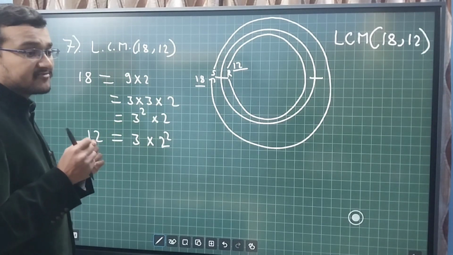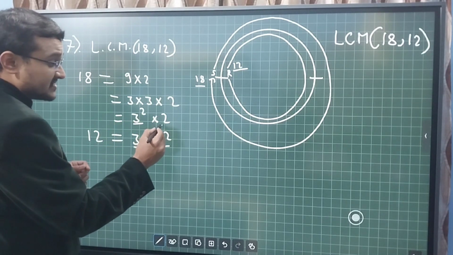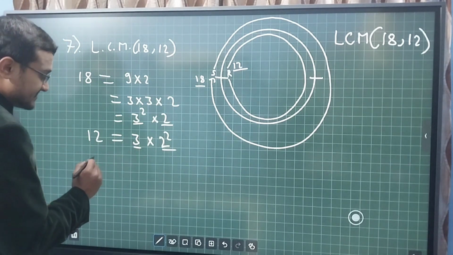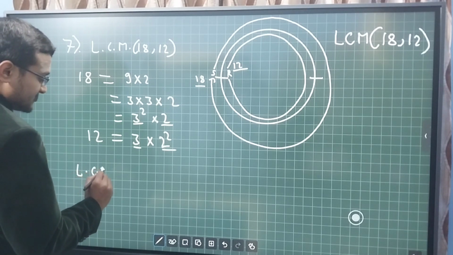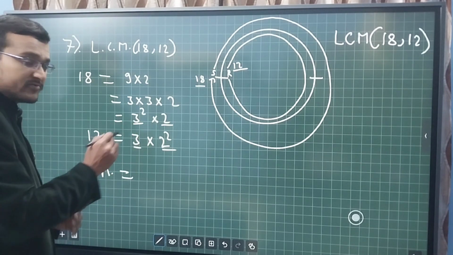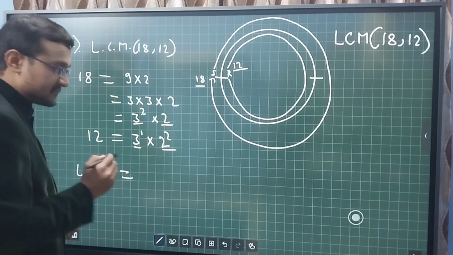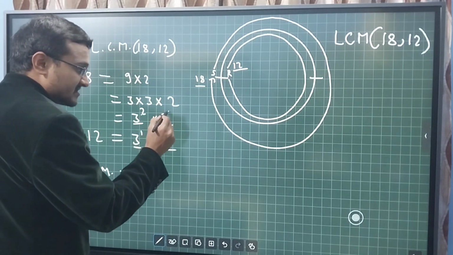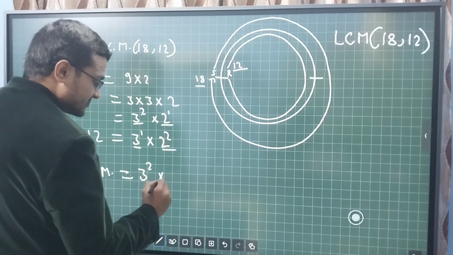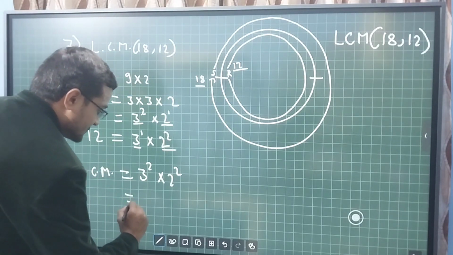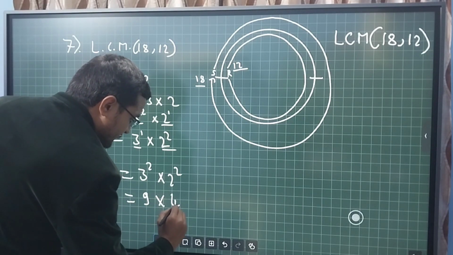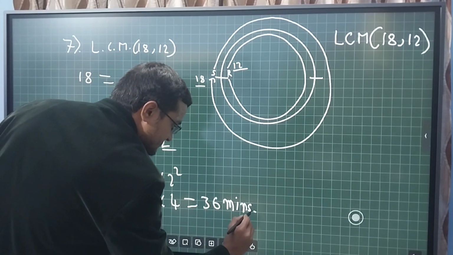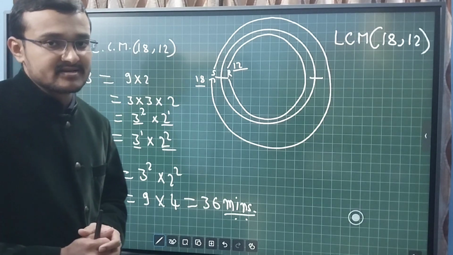Here you can see 3 is there in both, and 2 is also there in both. While taking LCM, you have to consider the highest power of the common factors. The highest power between 3 square and 3 power 1 is 3 square. So I have to take 3 square, and between the two 2's, here it is 2 power 1 and here it is 2 power 2. So I have to take the highest power, into 2 square. 3 square is 9, 2 square is 4. So 9 4s are 36 minutes. After 36 minutes, they both will meet each other once again.